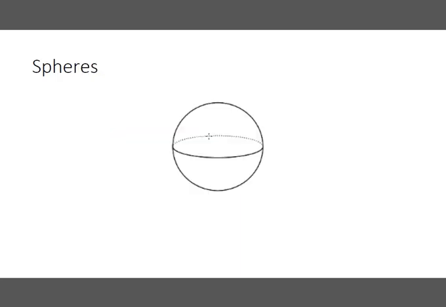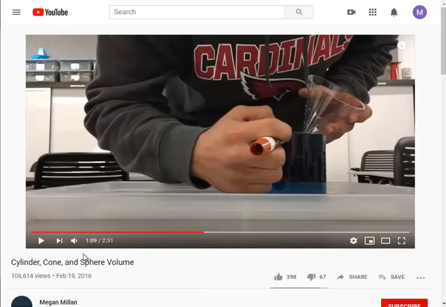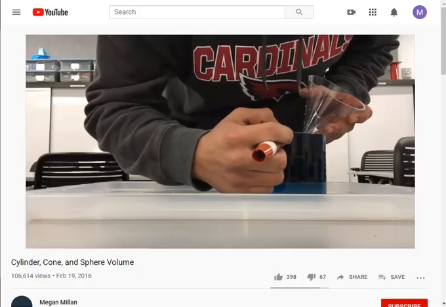So last but not least, we're on to spheres. Spheres, again, are just the 3-dimensional ball. So how do we find the volume of spheres? Well, back to this very up-tempo magician. Let's go with this. Here we go.